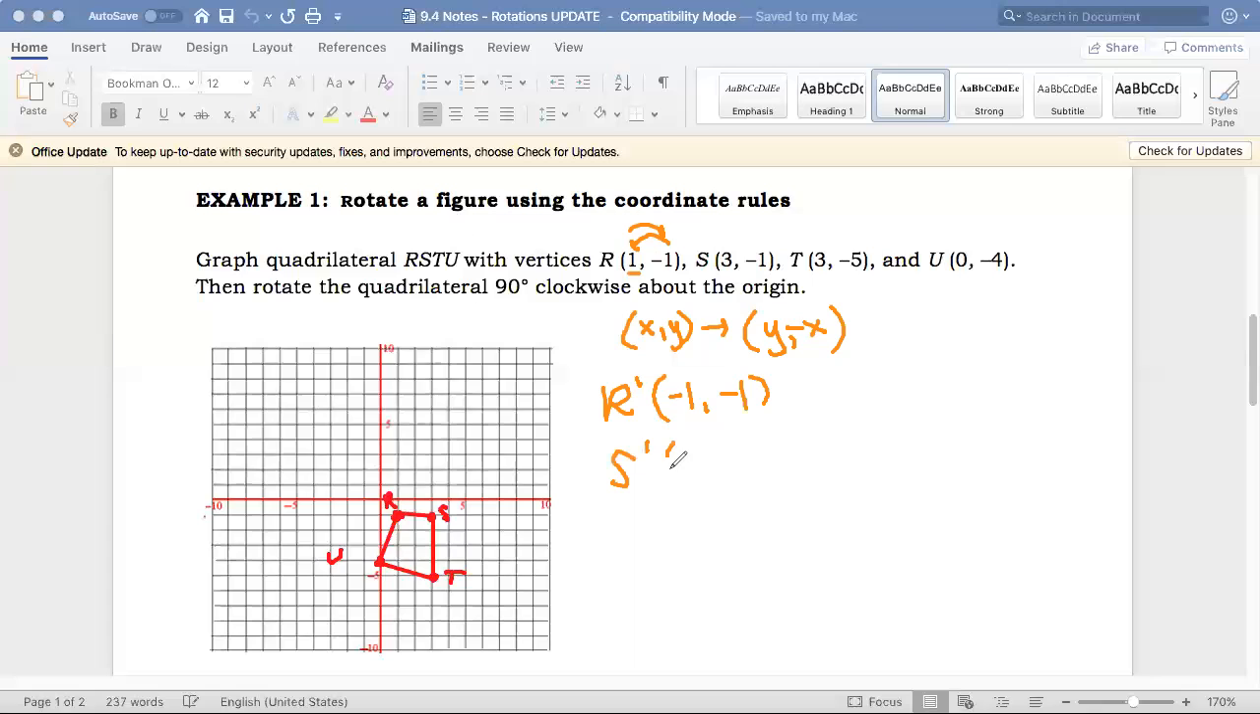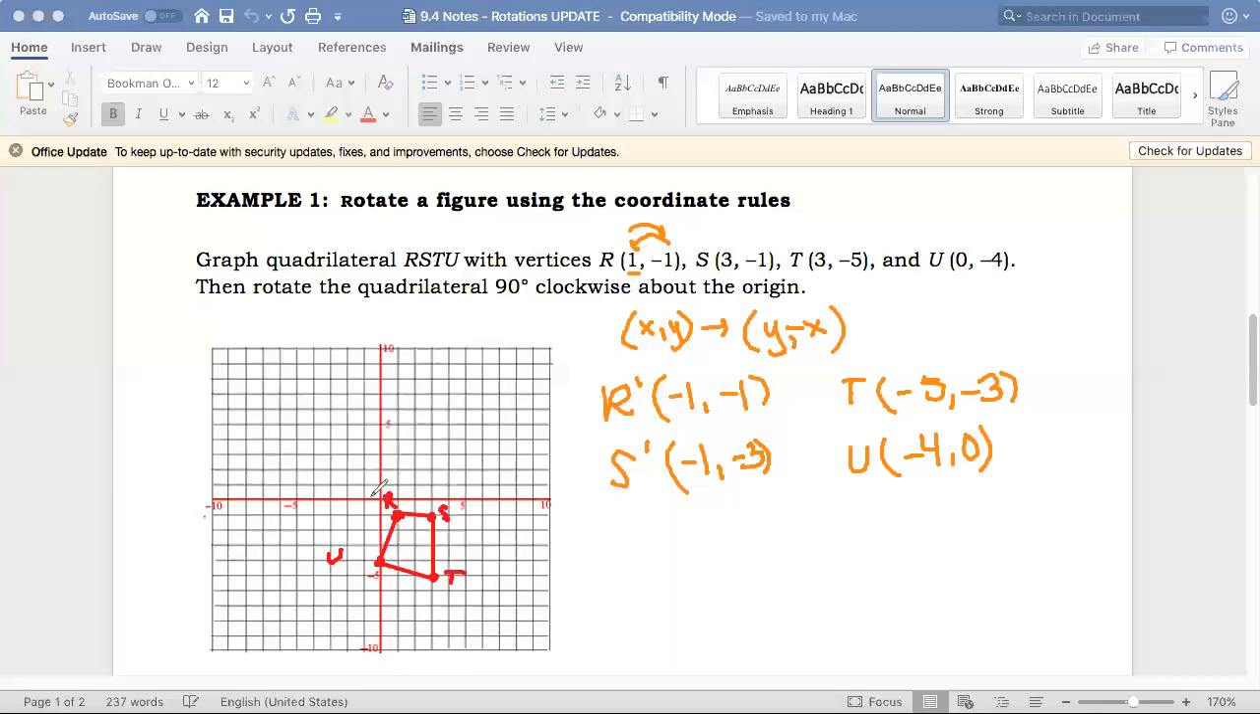S prime is going to become -1, -3. T is going to become -5, -3. And then U is going to become -4, 0. Now, 0 is neither positive nor negative, so we don't even have to touch the sign on it. But now we have to plot these.